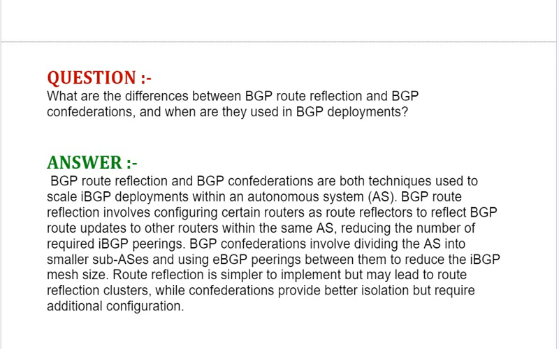Route reflection is simpler to implement but may lead to route reflection clusters, while confederations provide better isolation but require additional configuration.